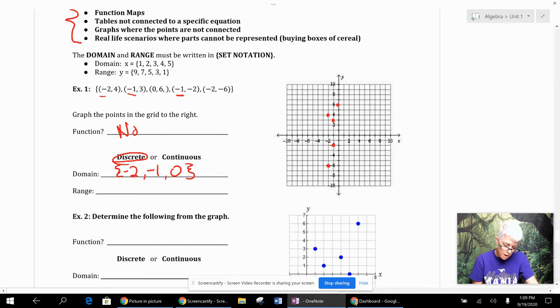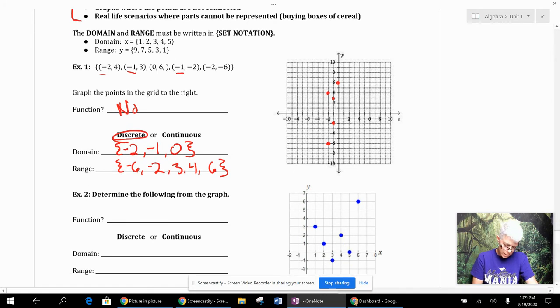And then the range is all my Y values. I want to start from the least and go to the greatest. So I see that I have a -6. That's probably the least. Then -2, 3, 4, 6. And you can see I have more ranges than domains because in the domain, some of those repeated.